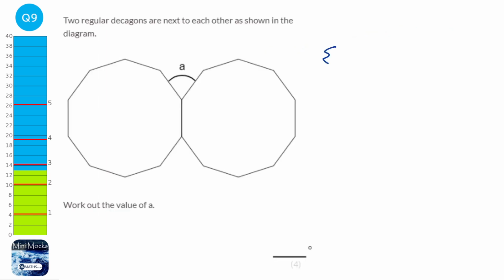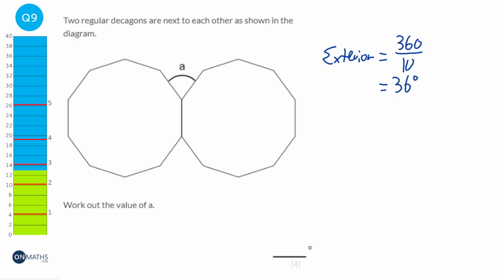To find the exterior angle of any polygon, we do 360 divided by the amount of sides. These are decagons, which means they have 10 sides. So the exterior angles will be 36 degrees. And the exterior angle is just an angle that kind of continues on. You just continue on from the side.